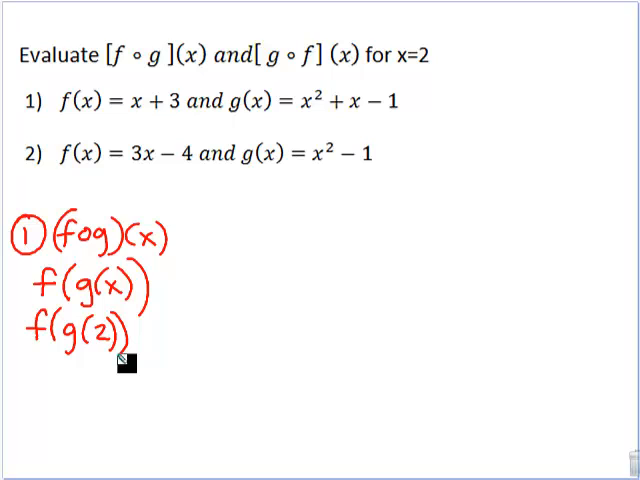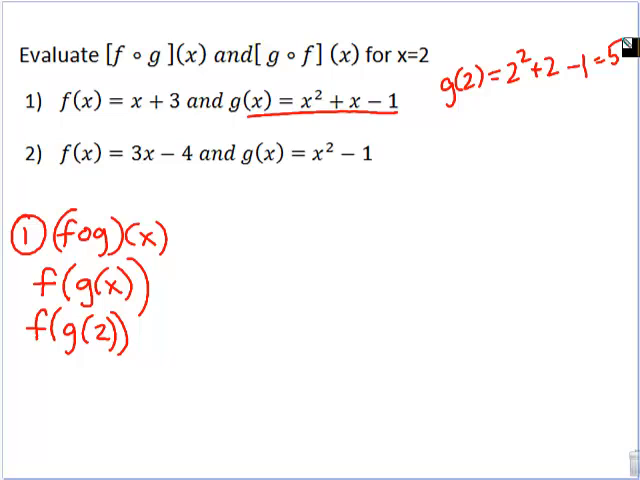Well, now if you think about order of operations, you start with your innermost parentheses and you work your way out. So g of 2. So for your first problem here, what would be g of 2? How would we find that out? Plug a 2 in for it. Okay, so g of 2 would be 2 squared plus 2 minus 1. Well, what's that going to be?